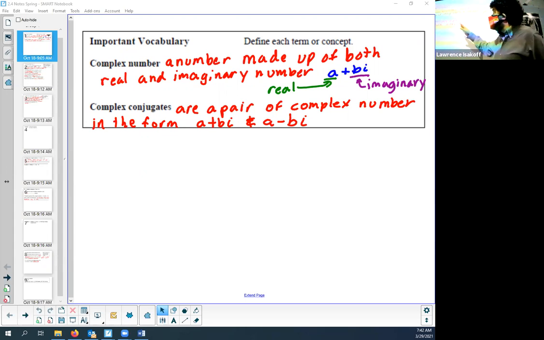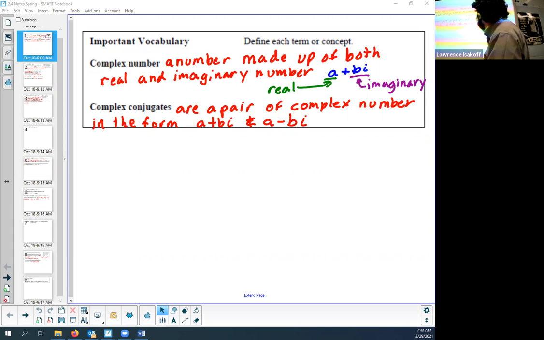So here with this, a complex number is a number that is made up of both a real and an imaginary part. So the real part will always be what we lead with. It will always be in the form a plus bi, where the bi is the imaginary part and the a is the real part. So that's why it's called a complex number. It has both real and imaginary parts to it.